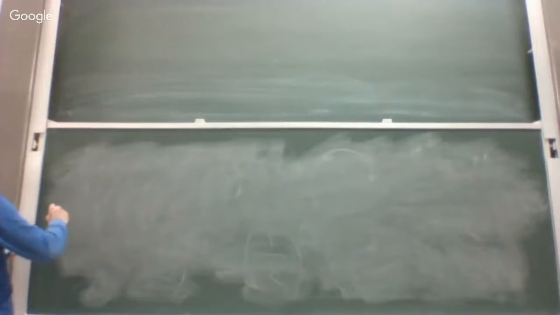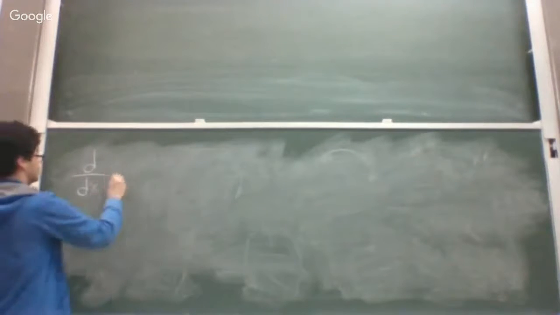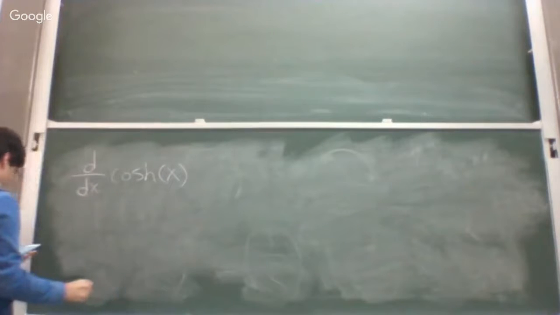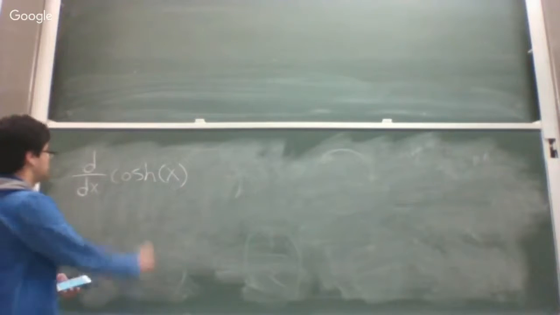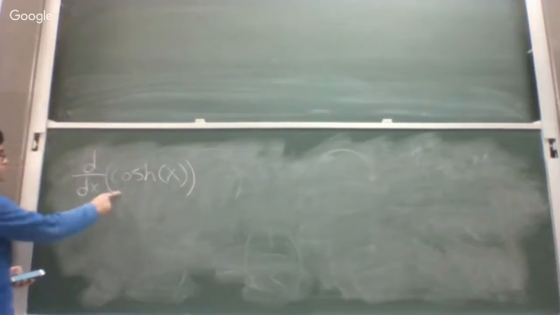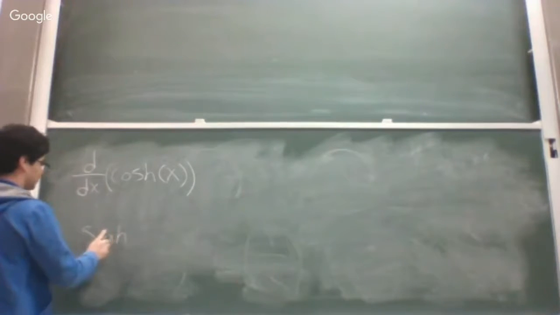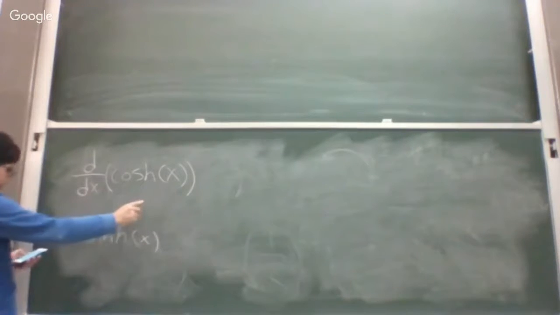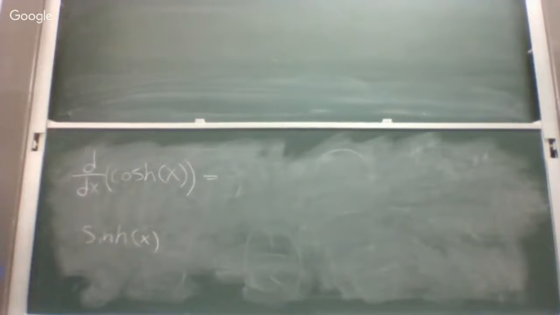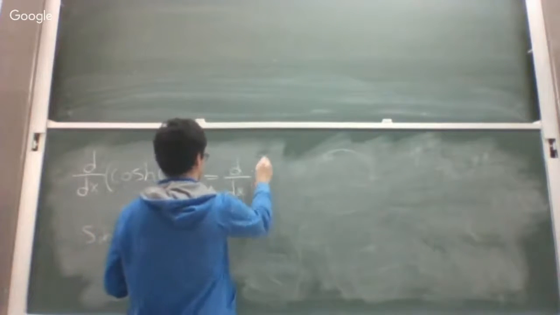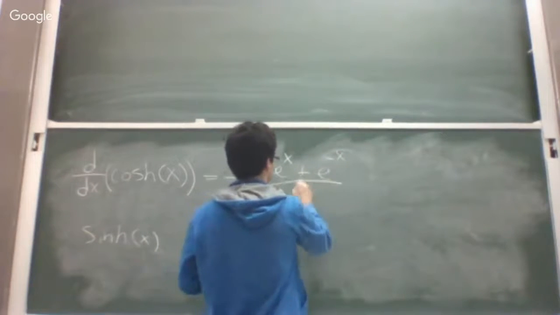The next one is using definitions of sin, sinh, and cosh. You have to derive d over dx of cosh of x. Essentially, what should the derivative of cosh be? Sinh. So in the end we're looking for sinh as our answer. But we need to take the derivative of this. What's the first thing that we should do? Yeah, use the definition. The definition is e to the x plus e to the minus x, divided by 2.